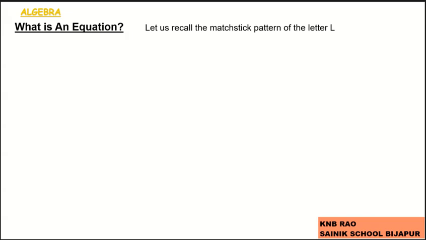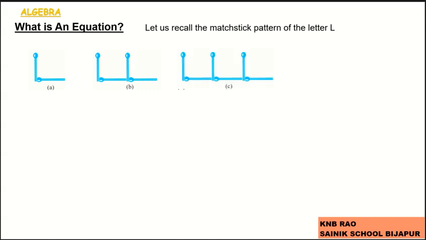Let us recall the matchstick pattern of the letters L. You have seen, to form one L we used two matchsticks, and to form two L's we require four matchsticks, and to form three L's we require six matchsticks. And this way we can find how many matchsticks can be required for making any number of L's.